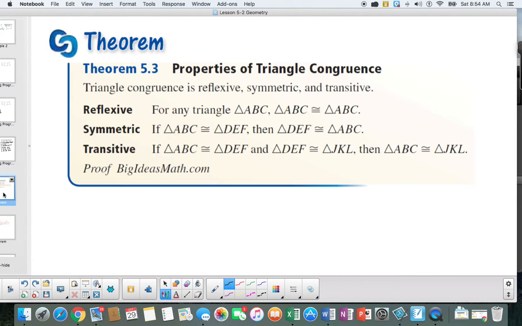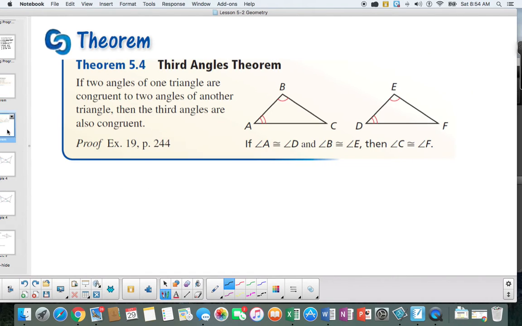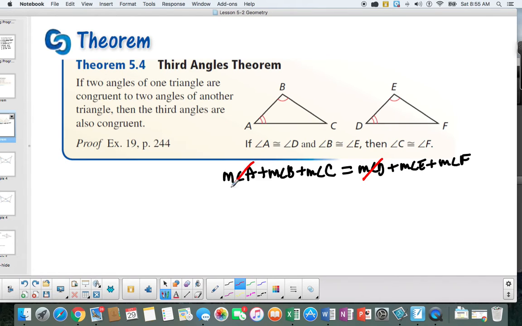All right, these are the properties of triangle congruence. A triangle is congruent to itself, it has a symmetric property, and it has a transitive property. Third angles theorem: if 2 angles of one triangle are congruent to 2 angles of another, then the third angles are congruent. Let's go and see if this makes sense to us. I know that these 3 angles in this triangle have to add up to 180, and I know these 3 angles have to add up to 180, and since they both add up to 180 each, they must be equal to each other. Now I know that A and D are the same size, so I can subtract them.